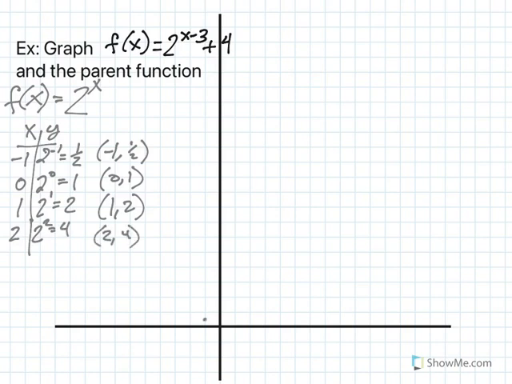So -1, 1/2, 0, 1, 1, 2, and 2, 4. Remembering that this is our horizontal asymptote here. So we're not going to cross or touch the x-axis, right? Just keep that in mind.